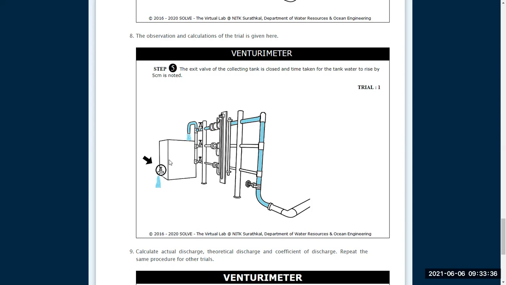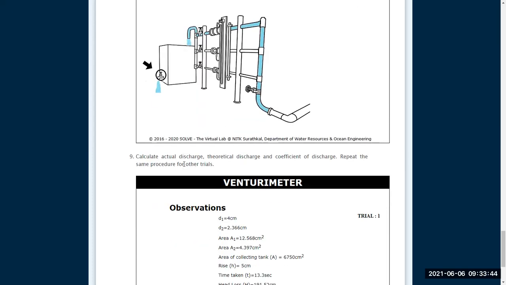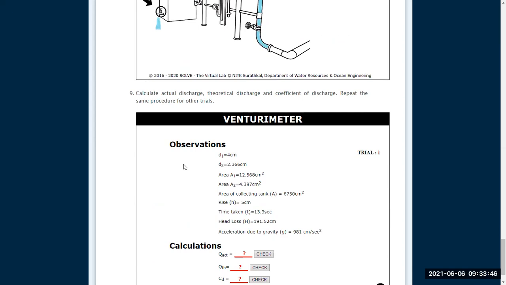Using a stopwatch, you have to take down the time. Once you took the time, next, the observation, that is the first trial. The same procedure you have to repeat for the next trials. So let us see the observation and calculation.